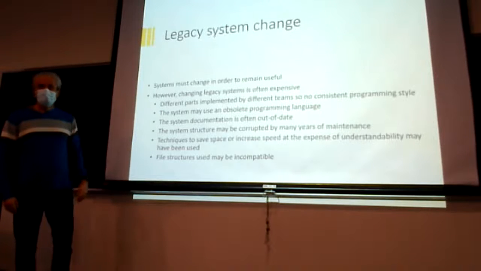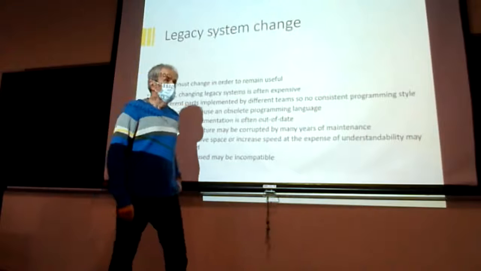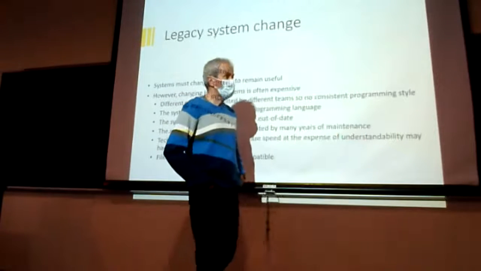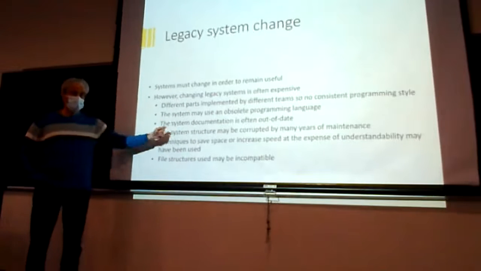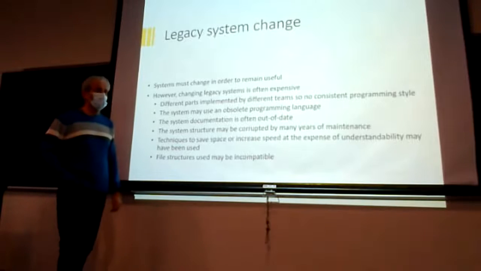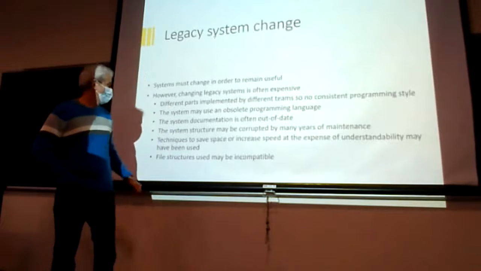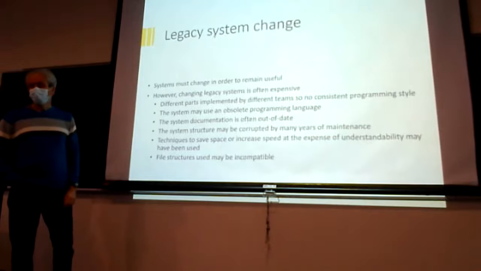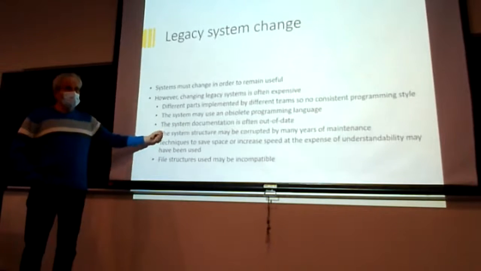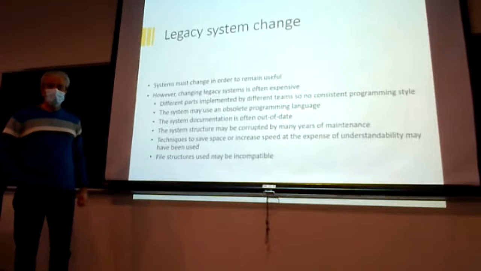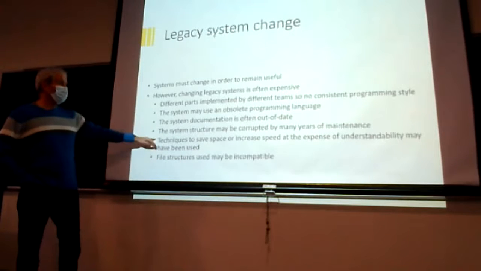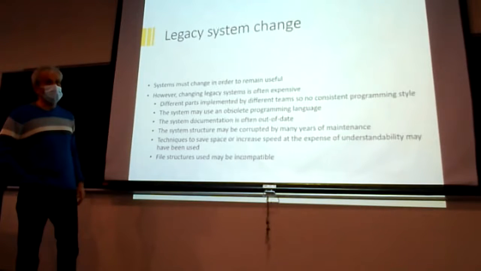But largely, these are often large systems, legacy systems, developed by different teams, by different developers, with different programming styles, different technologies, old, obsolete. No system documentation, or if they have system documentation, it's not maintained. Corrupted, right? Technical debt, unstructured, ignorant surgery, techniques to save space and increase speed at the expense of understandability.